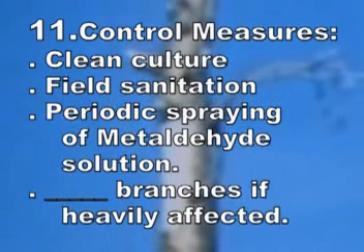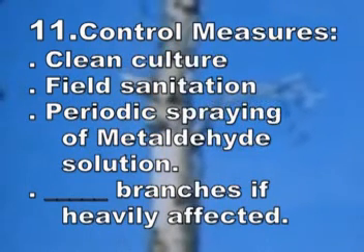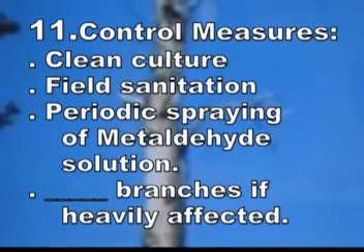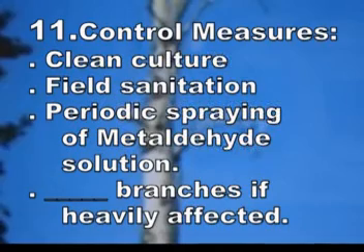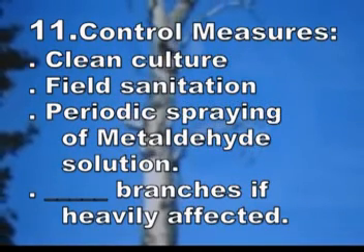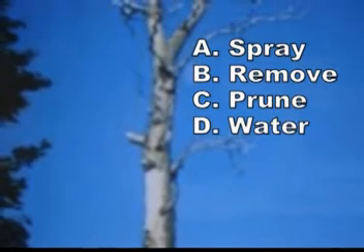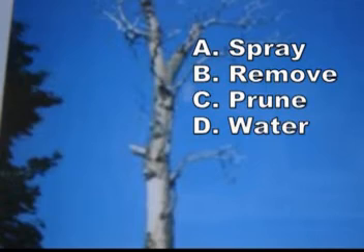Number 11. These are the control measures to control branch felt diseases: clean culture, field sanitation, periodic spraying of metaldehyde solution, and blank branches if heavily affected. A. Spray, B. Remove, C. Prune, D. Water.